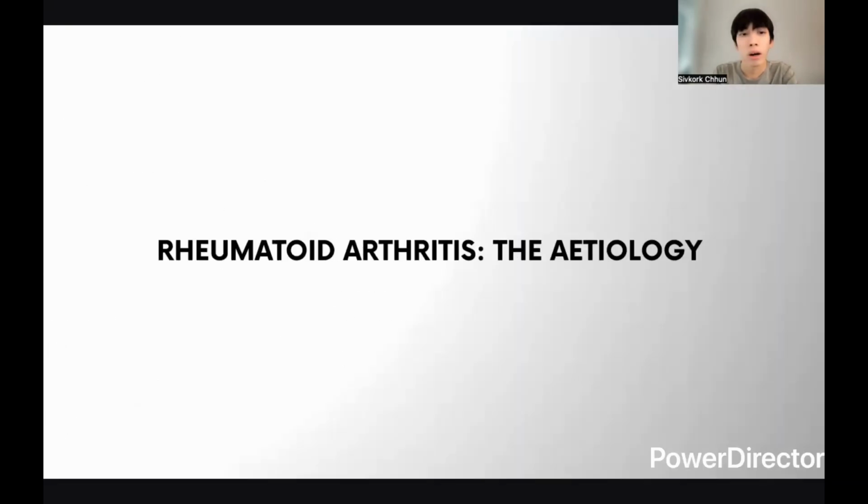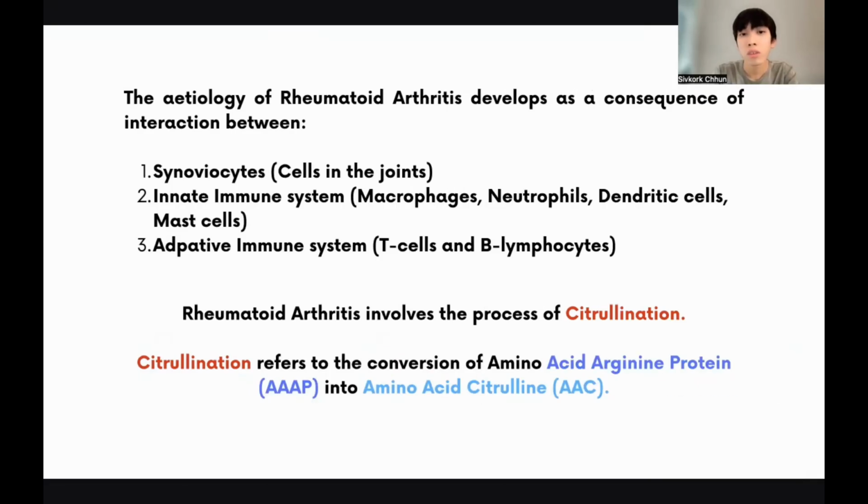Again, what causes rheumatoid arthritis? People will think rheumatoid arthritis is joint inflammation, and it may be caused by physical activities that affect the joint, simply at the bone area. But the root cause of rheumatoid arthritis is the interaction between synoviocytes, the cells in the joint, and the innate immune system, the first line of defense. So the cells in the joint interact with macrophages, neutrophils, dendritic cells, or mast cells, and then activate the adaptive immune system, like the T cells or B lymphocytes.